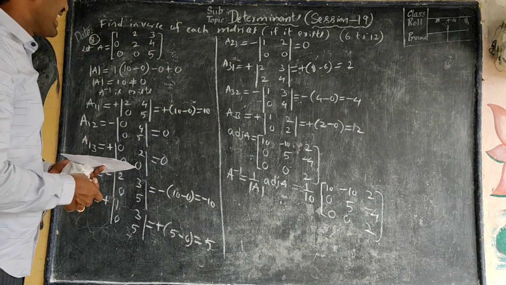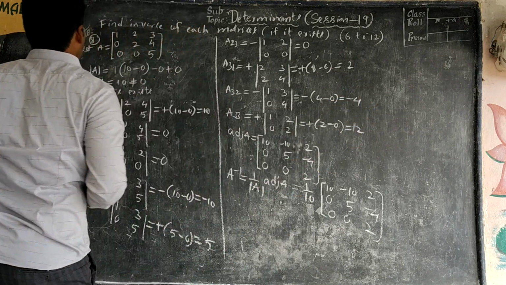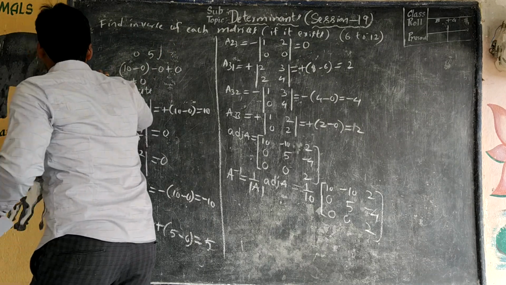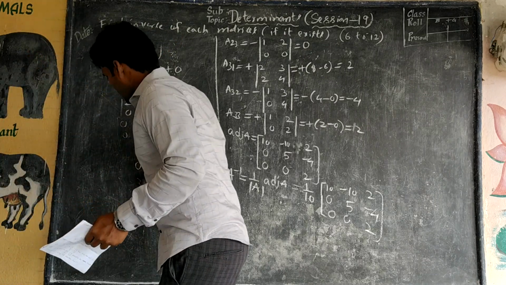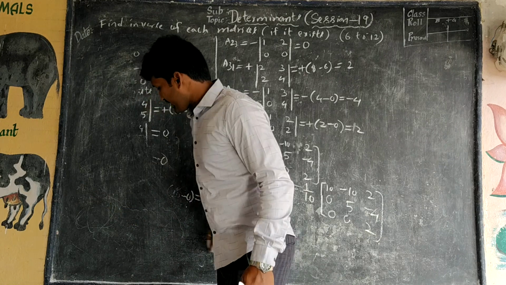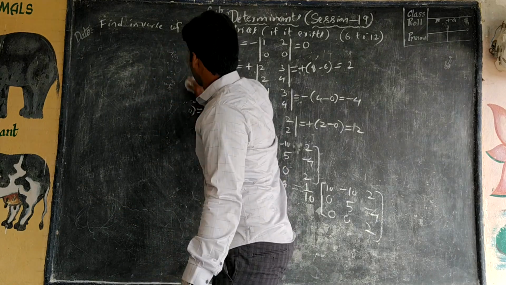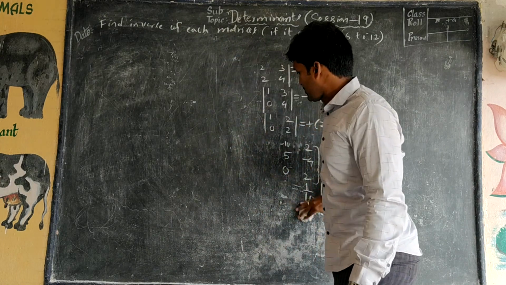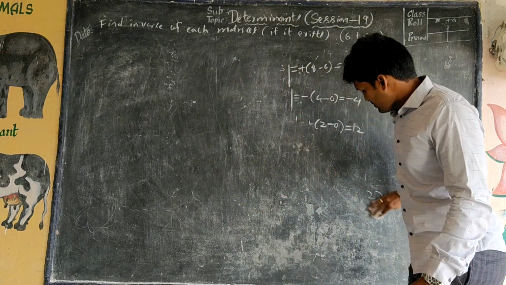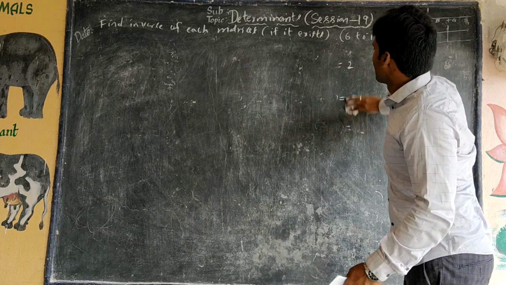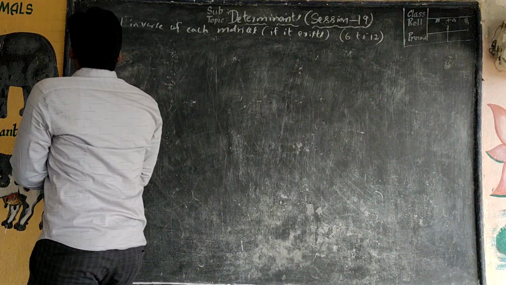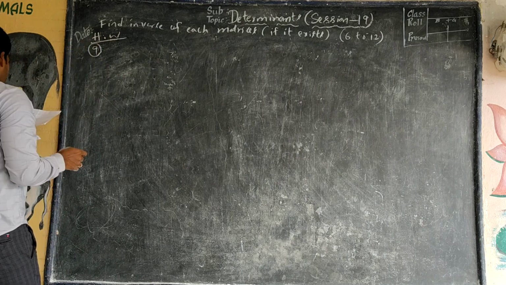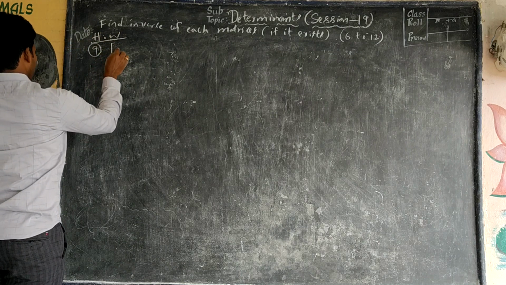This is finding the inverse of a matrix for 3 by 3. The same model you can try with your homework. The method is the same: how to find the inverse of the matrix. Homework: try the 9th question. Same, finding the inverse only.